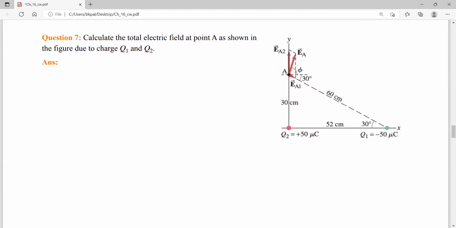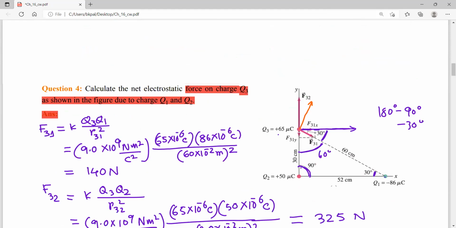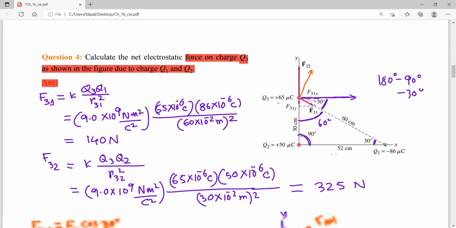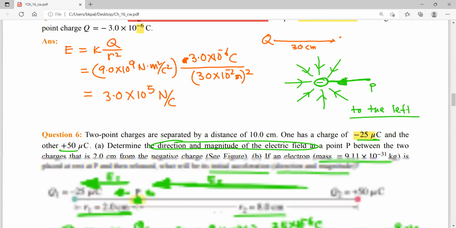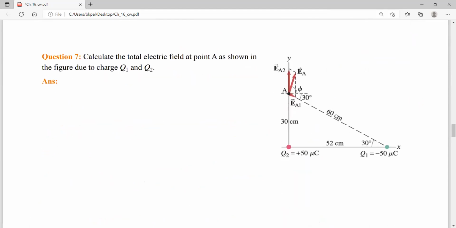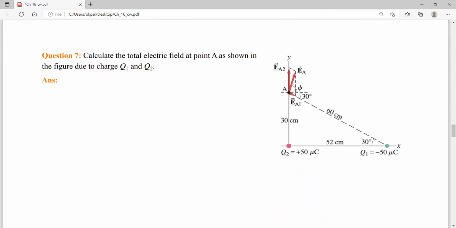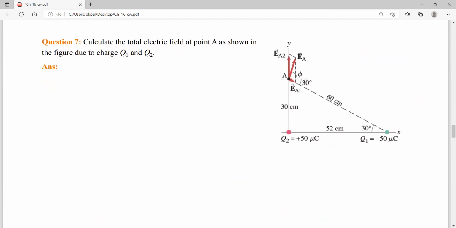So this problem is very similar to this problem. So here in question 4, we determined the net electric force, and now for this one we are going to calculate the electric field. Okay, net electric field. It's basically the same thing. Okay, all right, so let's try to determine.